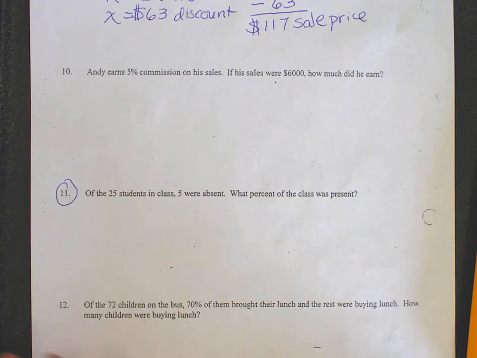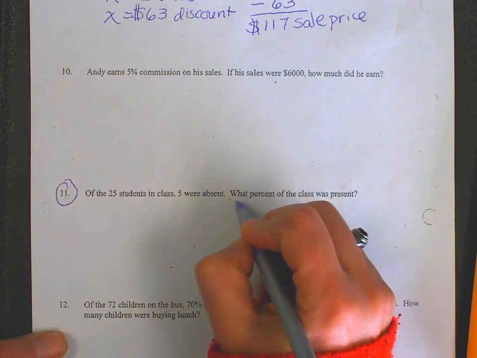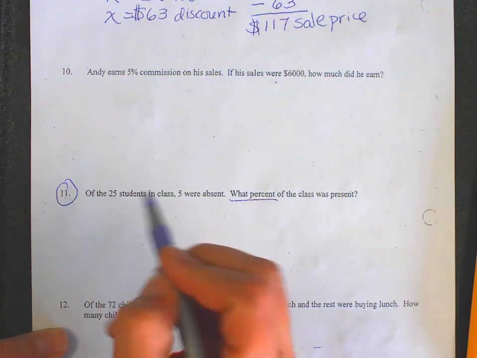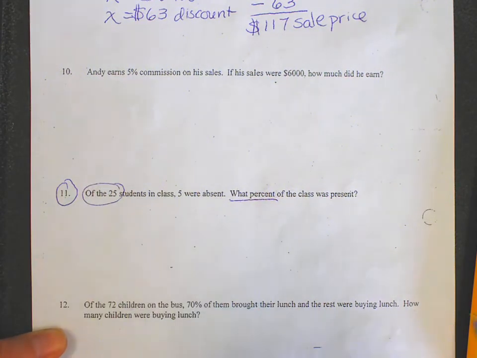Number 11 says, of the 25 students in class, 5 were absent. What percent of the class was present? We should always underline the question. It is what percent. It's out of 25 and 5 were absent. So I'm going to do this question the way a student would do it. I read it once and I'm going to go.